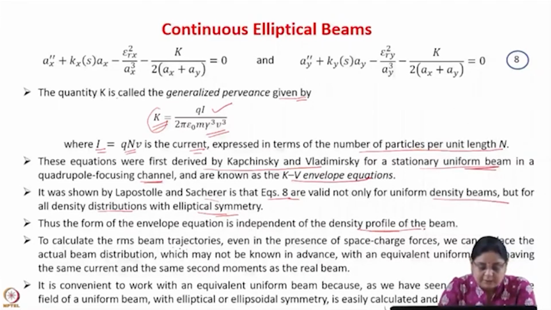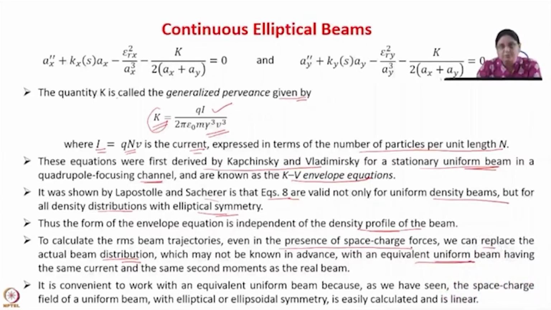To calculate the RMS beam trajectories, even in the presence of space charge forces, we can replace the actual beam distribution, which may not be known in advance, with an equivalent uniform beam. Whether it is a Gaussian distribution, a Fermi water bag or a KV distribution, you can replace it by an equivalent uniform beam having the same current and the same second moments as the real beam. It could have a different distribution, but the same current and same second moments as the real beam. And then this equation is still valid.